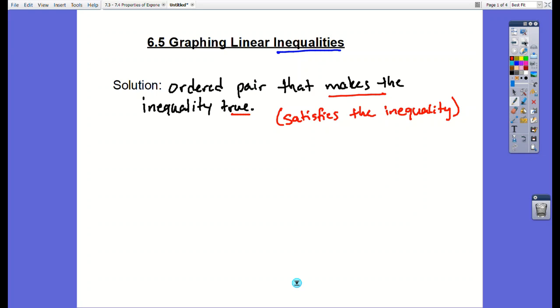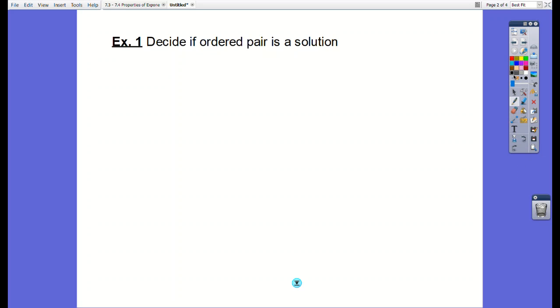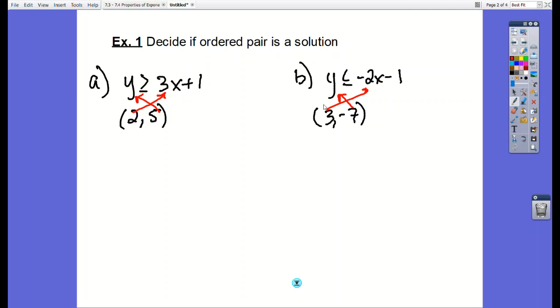So let's actually put that to use. In our first example, we are going to decide if our ordered pair is a solution. Tess, help us out. When we plug in 2, 5 to that first inequality, what do we get out? You get 5 is greater than or equal to 6 plus 1. So we get 5 is greater than or equal to 7. Is that true? No. That's all we got to do, right? That's a definite no here.